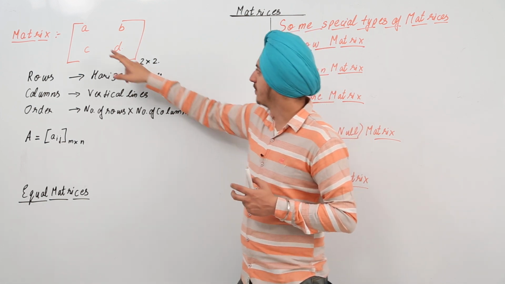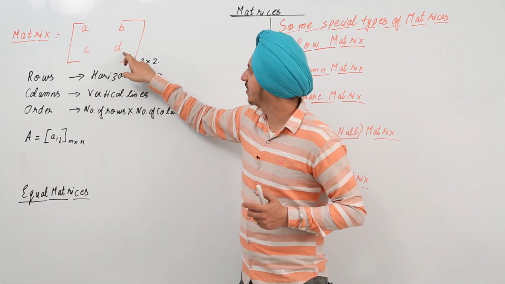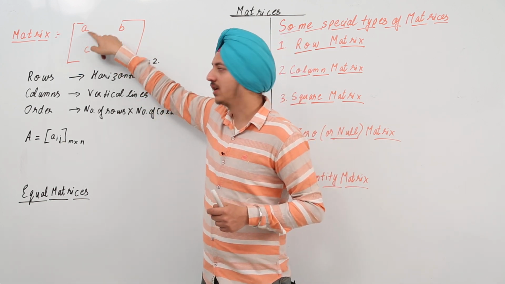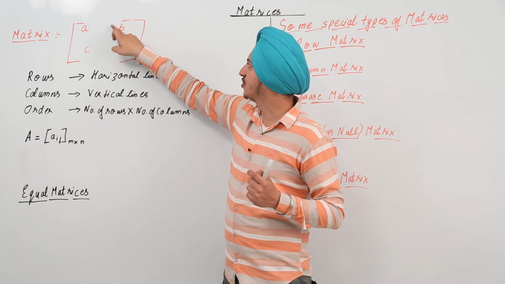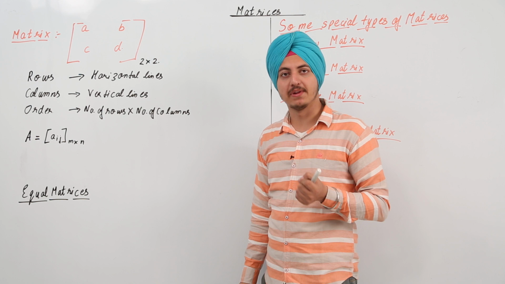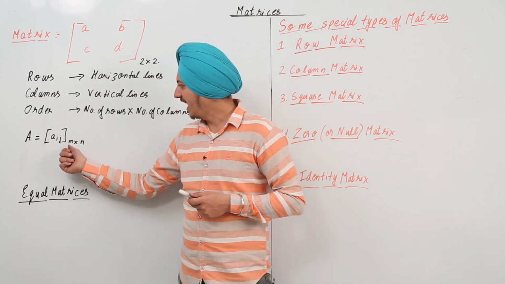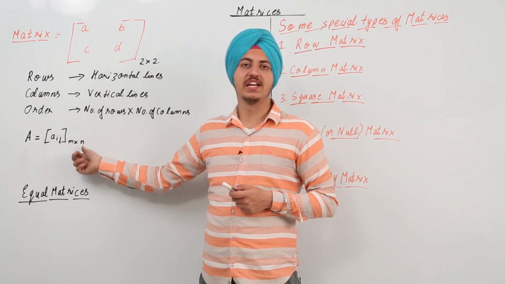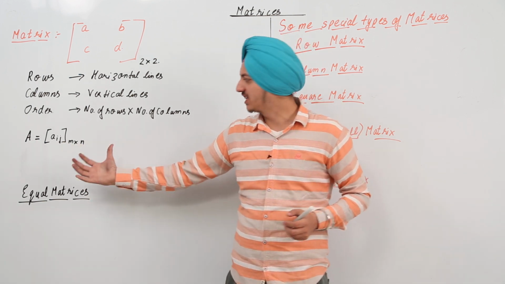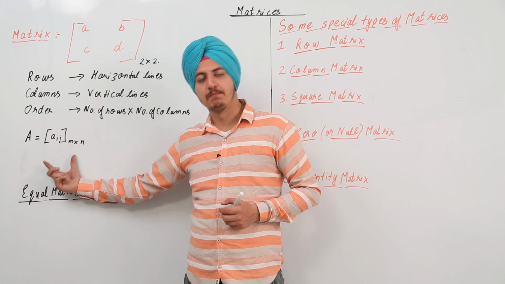In the same way, what is A22? Second row, second column. So this is A22. A11 is first row, first column. A12 is first row, second column. So this is how all the elements are written. And in m into n, m is the number of rows, n is the number of columns. Aij, m into n. This is the representation of a matrix.